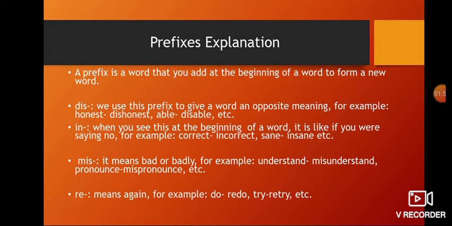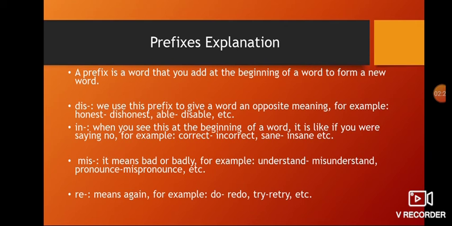Prefix number one, dis. We use this prefix to give a word an opposite meaning. For example, honest, dishonest, able, disable. So basically it means that whenever you see the prefix dis at the beginning of the word, it means the opposite of the root word. For example, honest is a root word, and if we add dis, it forms the word dishonest, which is the opposite, right? And then able and disable, and so on.